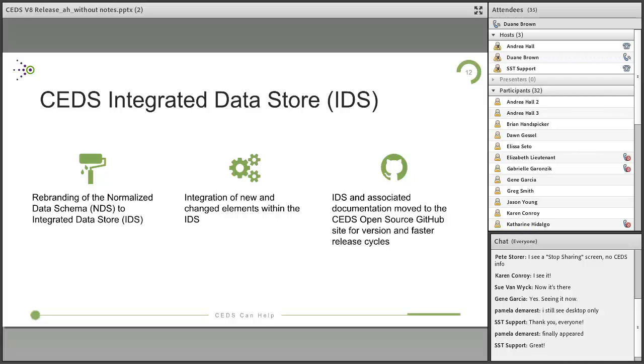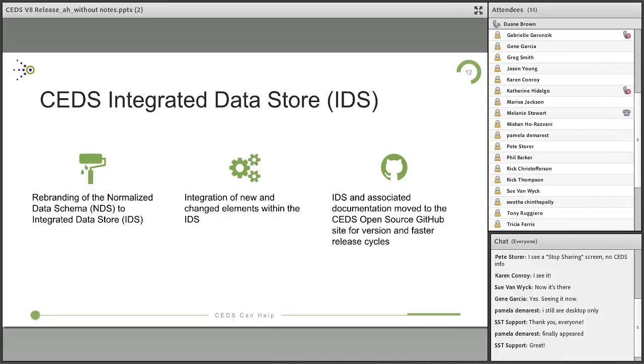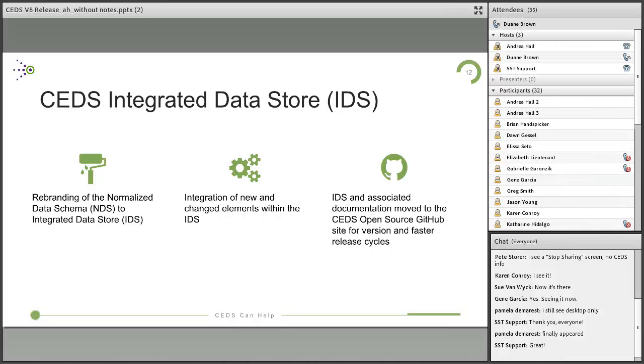All of the IDS documentation, formerly known as the Normalized Data Schema, now the IDS, that used to be on the CEDS.ed site has now been moved over to the CEDS open source GitHub site. With an ever-increasing number of implementations, the GitHub site is going to provide a means for faster release cycles, so we moved everything over there.